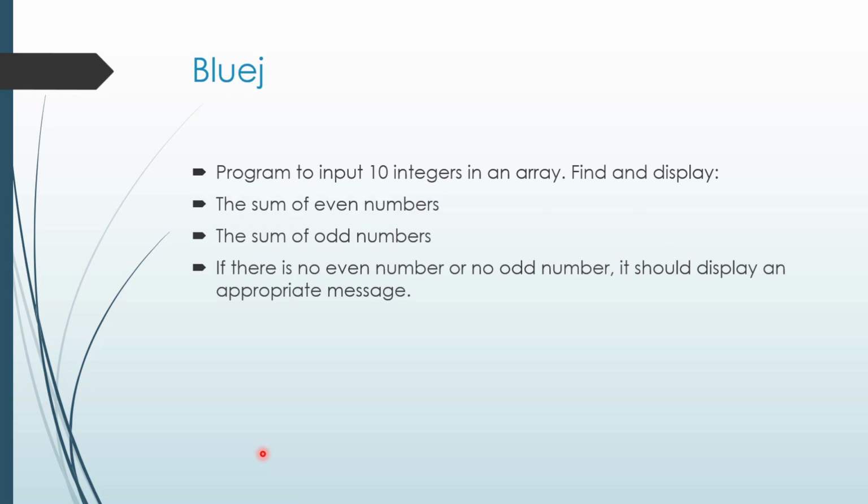The next program is to input 10 integers into an array, find and display the sum of even numbers and the sum of odd numbers. If there is no even number or odd number, it should display an appropriate message. So that means if in the array I input 10 even numbers only, it should display the sum of even numbers is so and so, and then it should also display that there is no odd number. So that means it cannot display the sum of odd numbers.